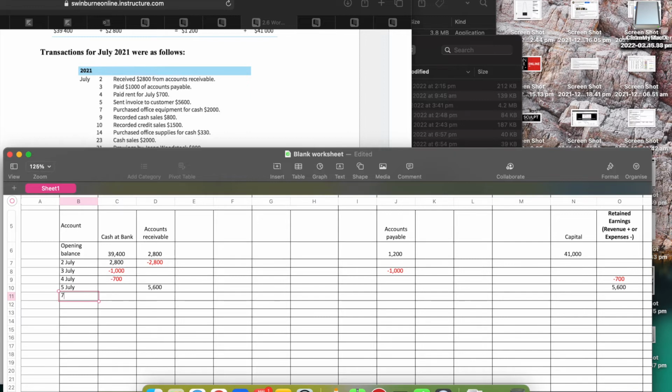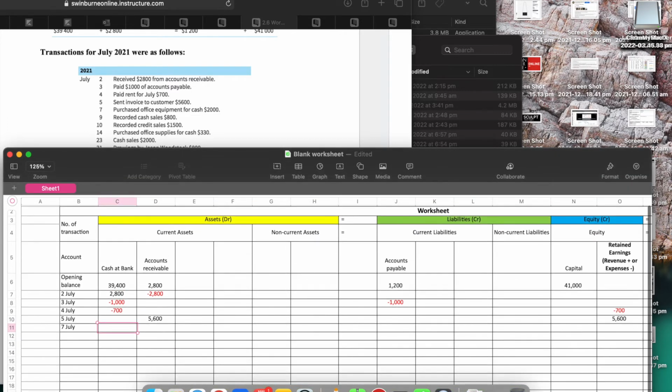Okay, 5th of July, let's go to the 7th of July now. What have we got? Purchased office equipment for cash of $2,000. Office equipment, so that's an asset. It could potentially be current, it could be non-current. But I'm going to presume maybe it's something like furniture or computers, and I'm going to call it an asset. It's not an expense because it's something like the laptop that I'm using right now. So I'm going to call it a non-current asset because it's got a life greater than 12 months.